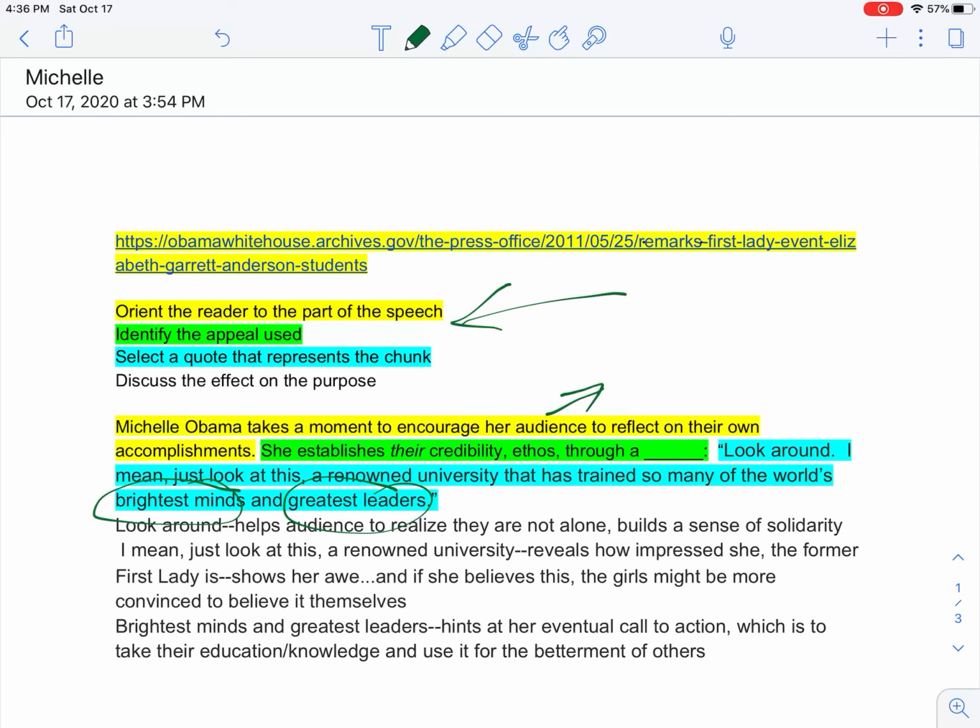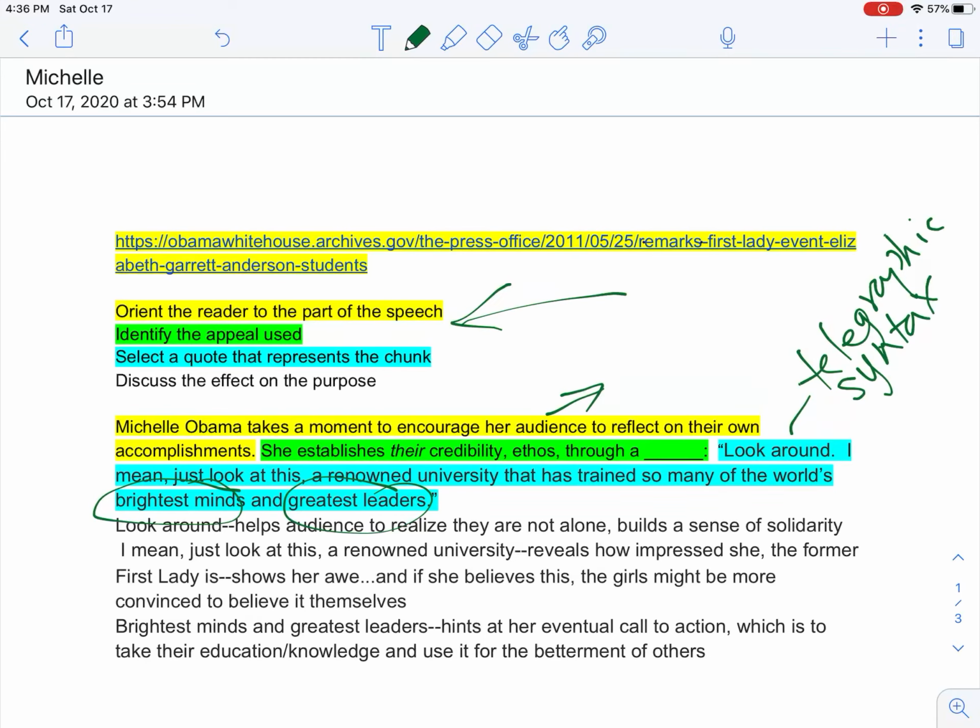And then the next thing is you use the quote that you selected from the chunk to represent the big idea, and then you discuss the effect and purpose. So you take the parts that are the technique, and again, this is what I told you. This is a telegraphic sentence. I don't even care necessarily if you call it by name.